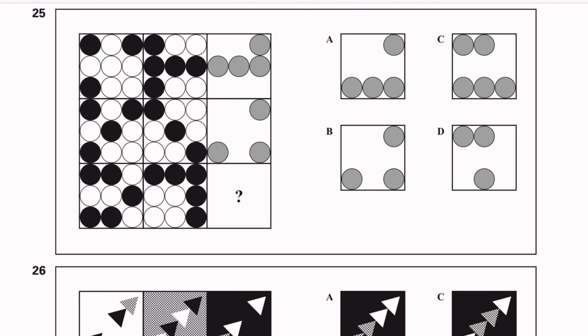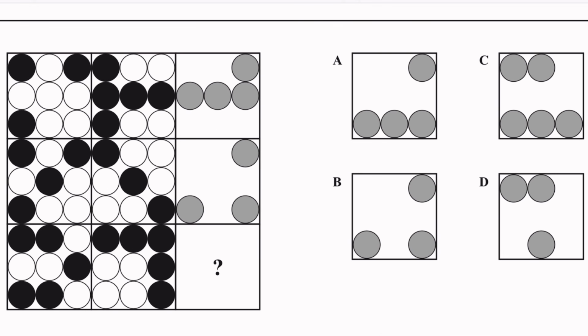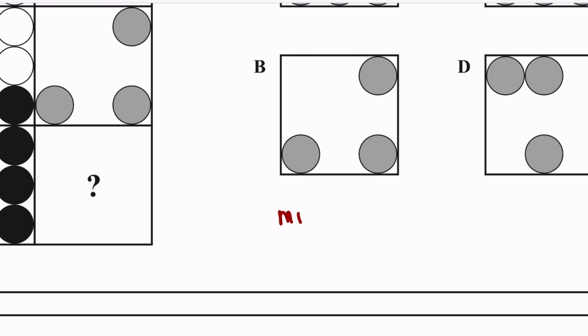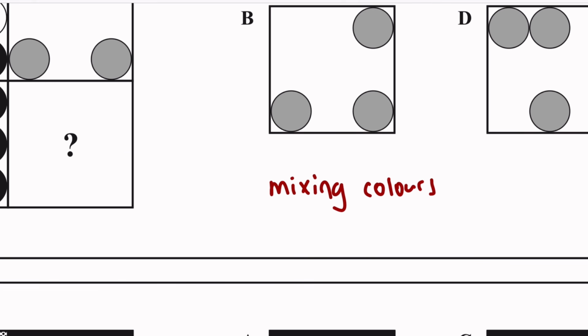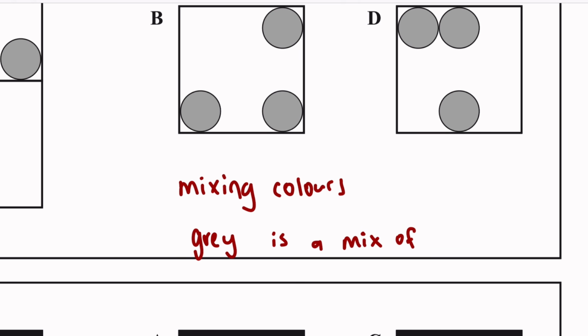25 is an interesting one because it doesn't follow traditional ways of approaching these questions, okay? But it's still an important one to know. So you should take this down. Sometimes patterns will involve mixing colors. Because if you think about it, what is gray? Gray is a mix of black and white, technically. So when you mix black with white, it gets you gray.